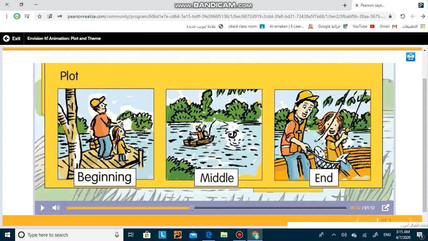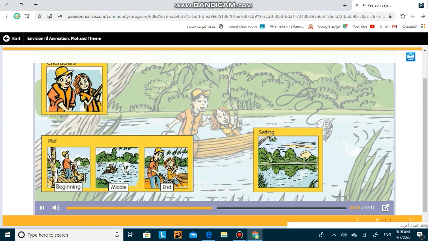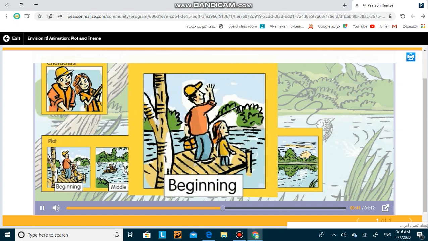The third element is the plot. Plot is what happened in the story at the beginning, middle, and end. Let us take this example. What happens in the story? The plot has a beginning, middle, and end. At the beginning, the characters went to the lake to fish. Look at this picture. What did they do? They waited to fish at the beginning.